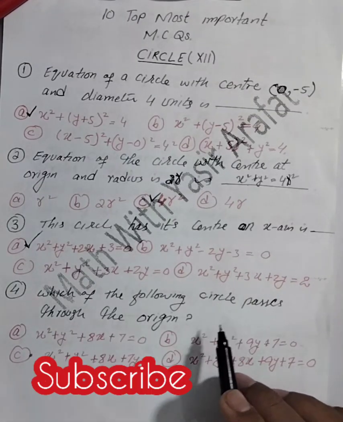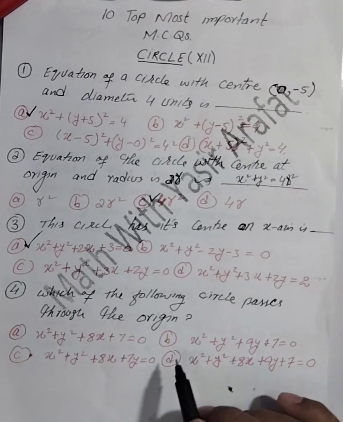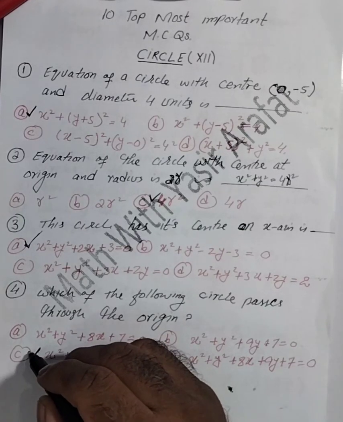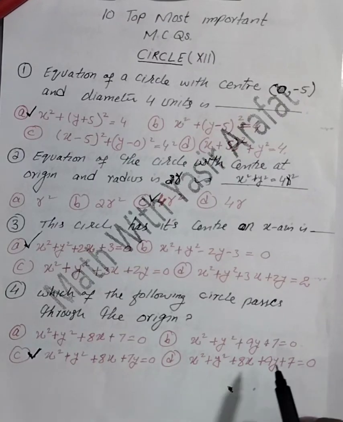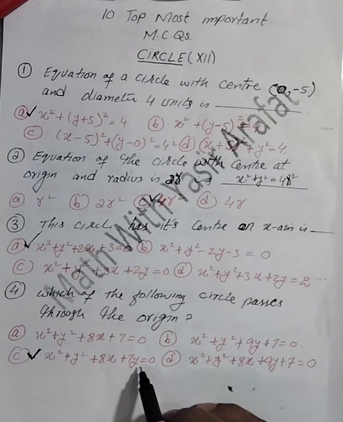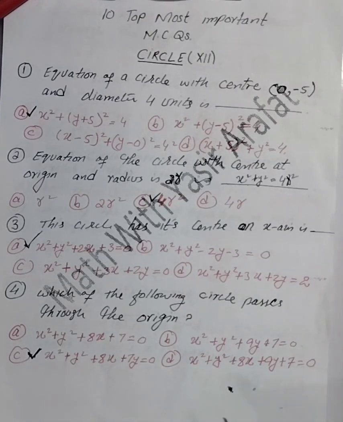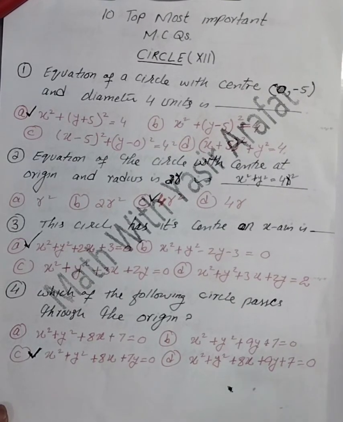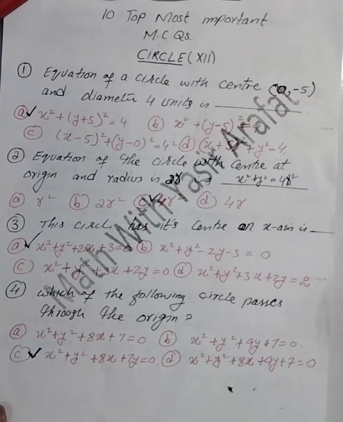Now, which of the following circles passes through the origin? When a circle or any straight line passes through the origin, there is no constant term here. So here plus 7, plus 7, plus 7, and here there is no constant term. That means this circle passes through the origin. So the C option for the fourth MCQ is correct.